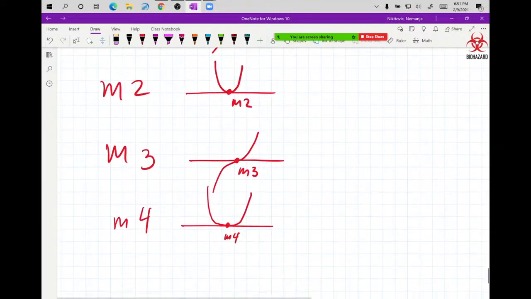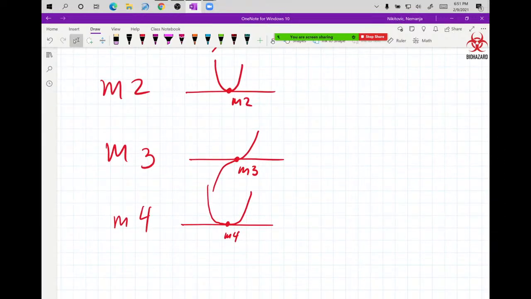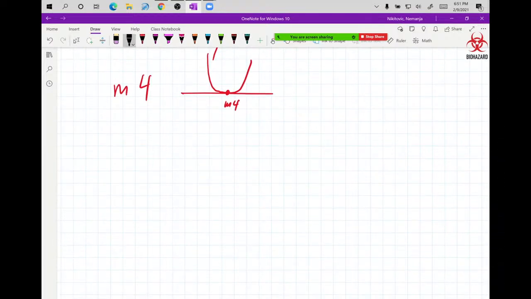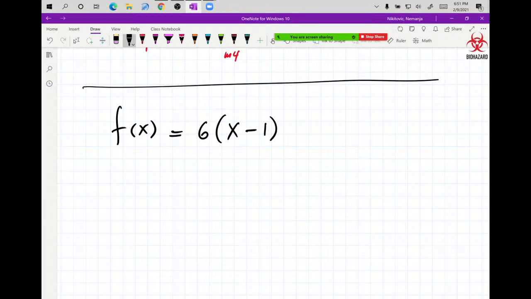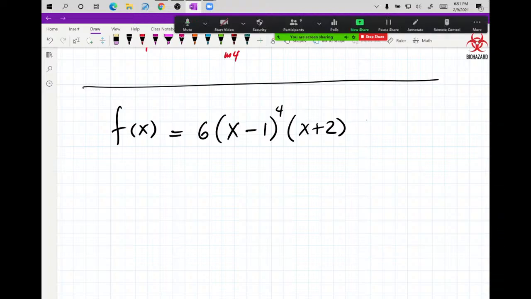So I'm going to give you now a problem to try on your own, and then I'll give you 1 or 2 minutes to try and graph this on your own, and then I am going to work it out so you can check your work. So let's go with 6x minus 1 to the 4, and then x plus 2, and let's just do this for now. This is good enough.